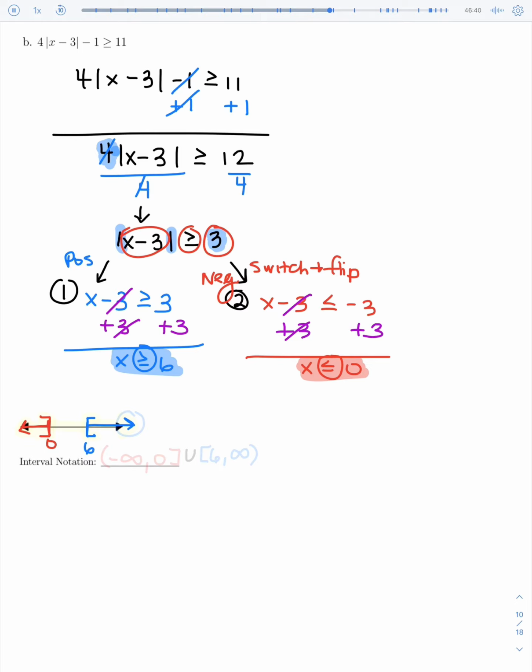So, reading our graph from left to right, we'd have to start out with our first piece on the left, which starts out going towards negative infinity. So we'll start out with negative infinity all the way up to 0. Notice 0 has a bracket. Negative infinity always has to have a parentheses though. Continuing to read left to right, we pick up with the second graph, which starts at 6 with a bracket. And the arrow means it continues on forever towards infinity. That's a positive infinity. Again, infinities always use parentheses. And we have to put these two pieces together with a union symbol so we can unite them together.